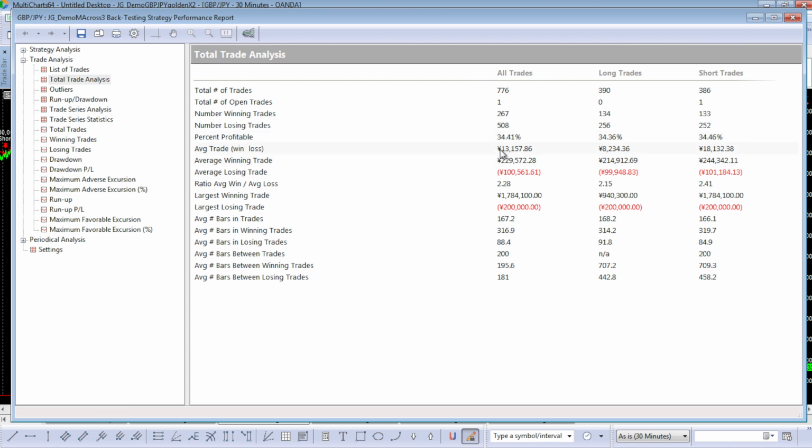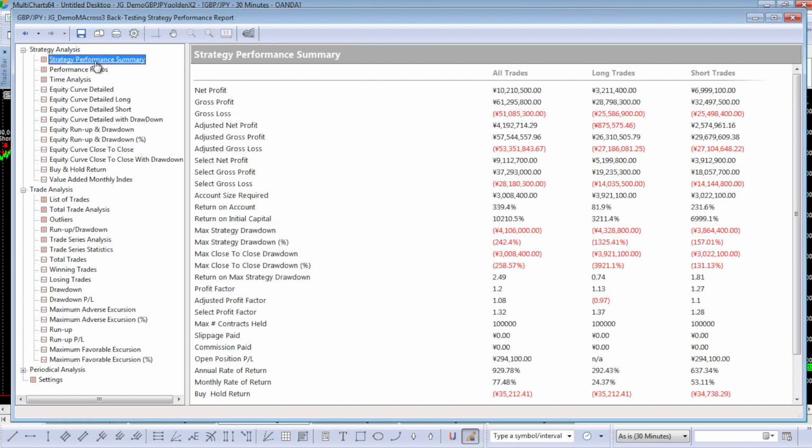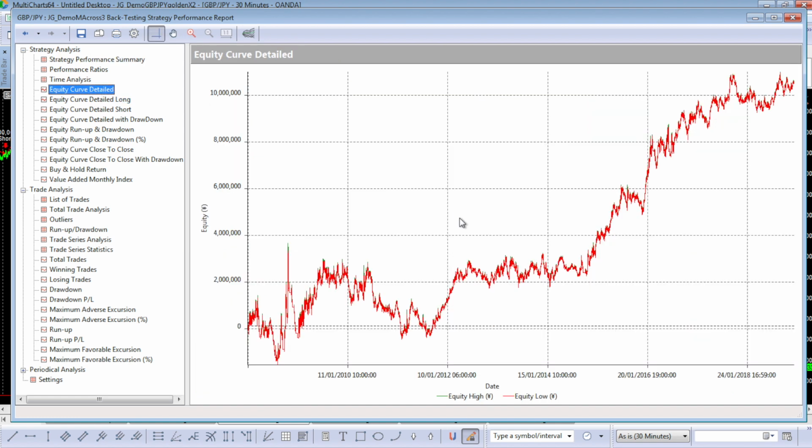Our average trade has gone up now to just over 13,000. That's much better. We're making more net profit actually, 10.2 million. And the curve is possibly slightly smoother in the later years, but it's still not great, but it's okay. But we're going to try and improve this further still.